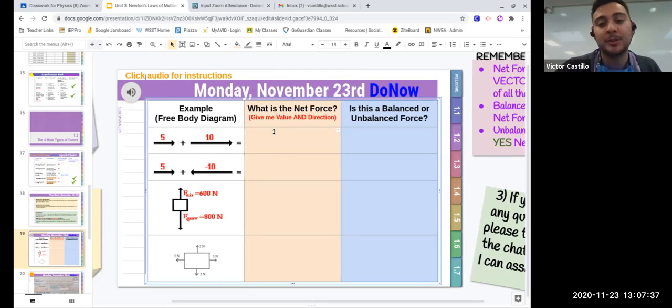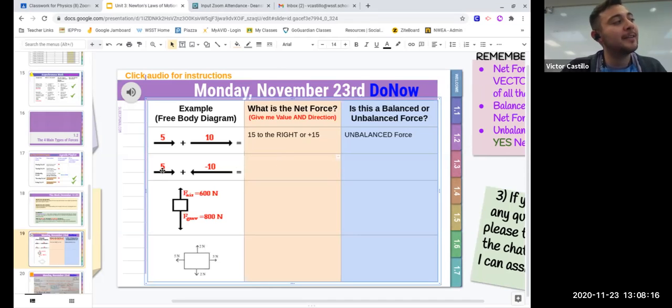The net force is just adding them together. So 5 plus 10, they're both facing the same direction. So 5 plus 10 equals 15 to the right, because they're all facing to the right. So 15 to the right, or you can just put positive 15. That's kind of the same thing. Now, anything that has a net force is considered an unbalanced force. That means if there's a net force, if there's unequalness or unevenness, it is considered an unbalanced force. Okay?